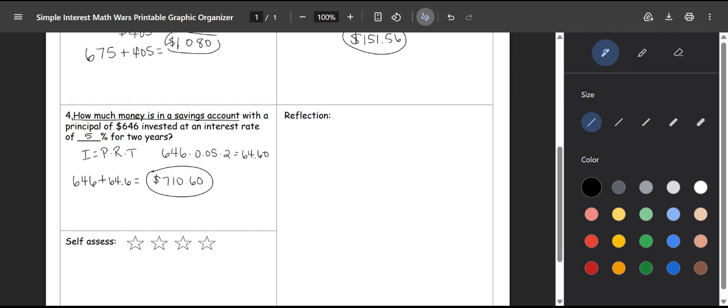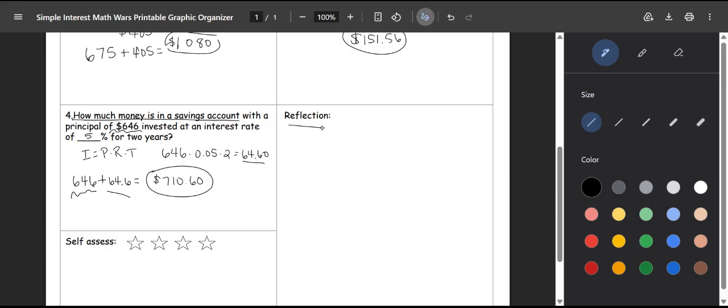Welcome back. Hopefully you read that question very carefully because they're not just asking what the interest is, they're asking how much money is in that savings account. So you get to have all of the original principal, $646, and the interest, $64.60. So we would add those together and get $710.60.